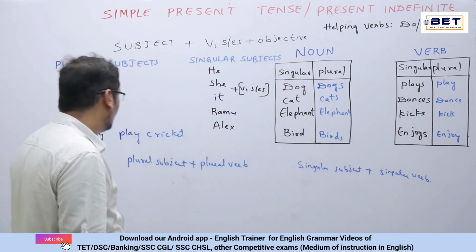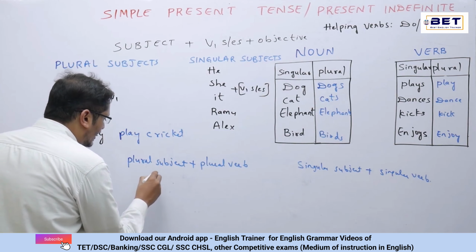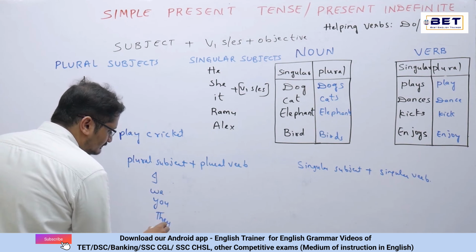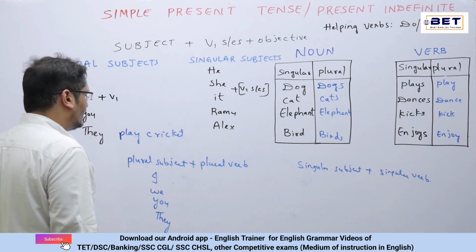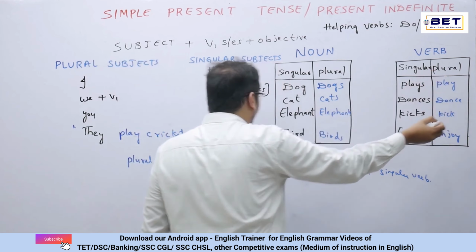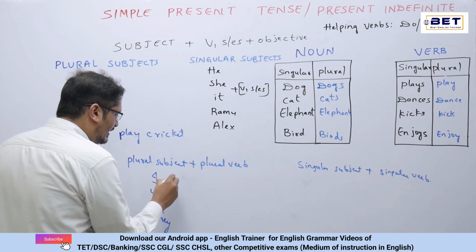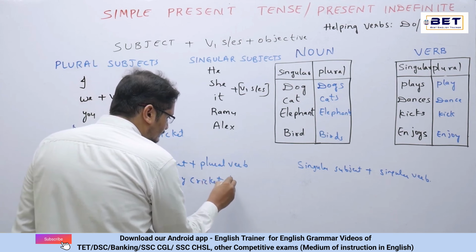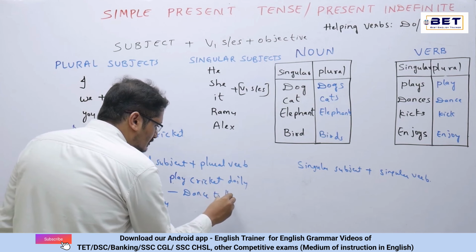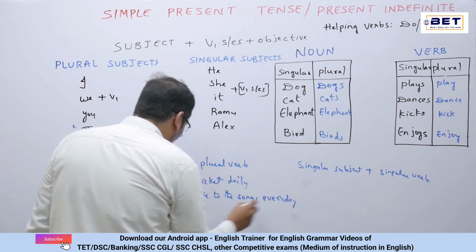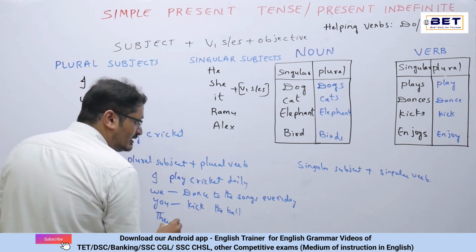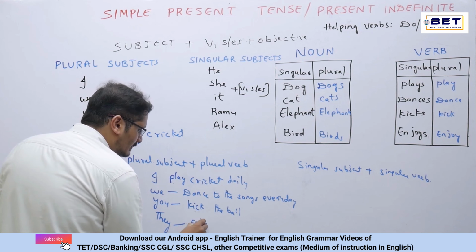So, let's understand this. Plural subject, for example, I, we, you, they. These are the four subjects we have. Now, for this plural subject, I need to add plural verb. Now, what is plural verb? This is the plural verb. For example, I play cricket daily. We dance to the songs every day. You kick the ball. They enjoy the party.